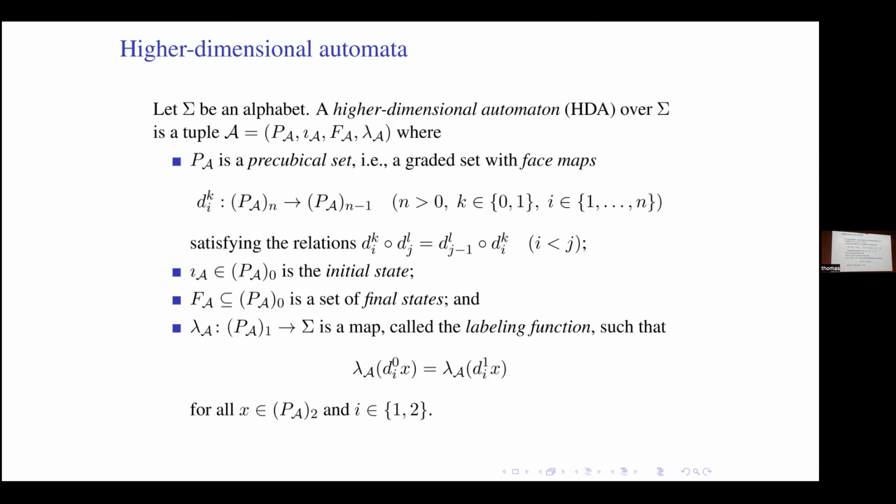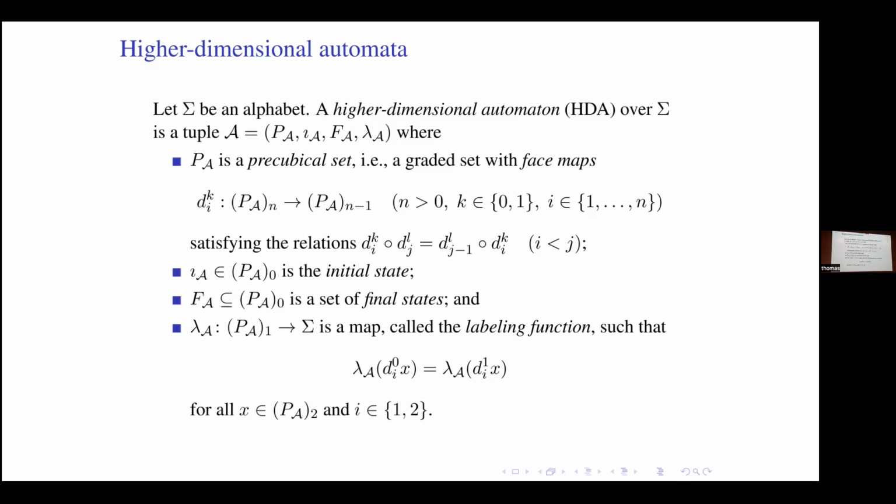A higher dimensional automaton over an alphabet sigma consists of four things: a pre-cubical set, a particular vertex, the initial state, and a set of vertices, the final states. Actually, the initial and final states are not important for this talk. What is important is the labeling function, which associates with each edge a label in this alphabet. This has to be done in such a way that opposite edges of squares have the same label.